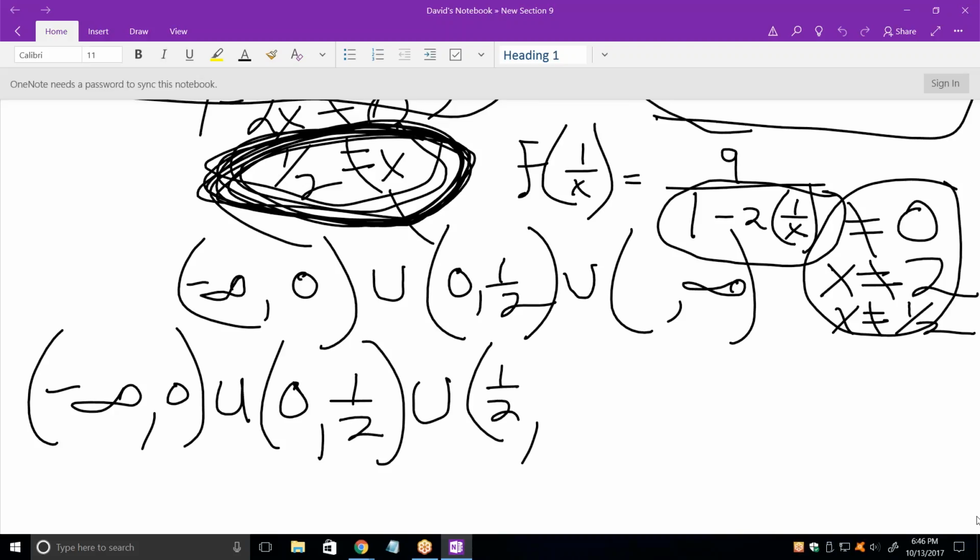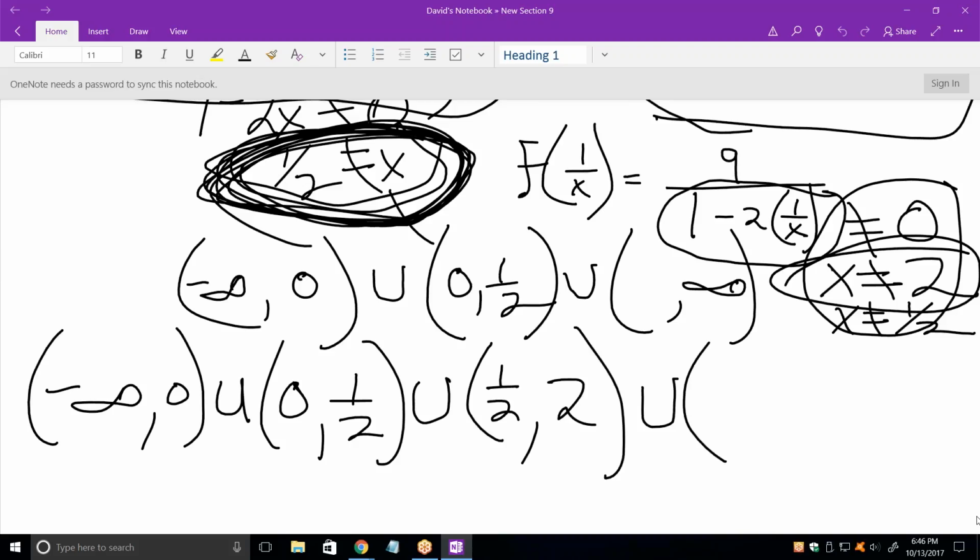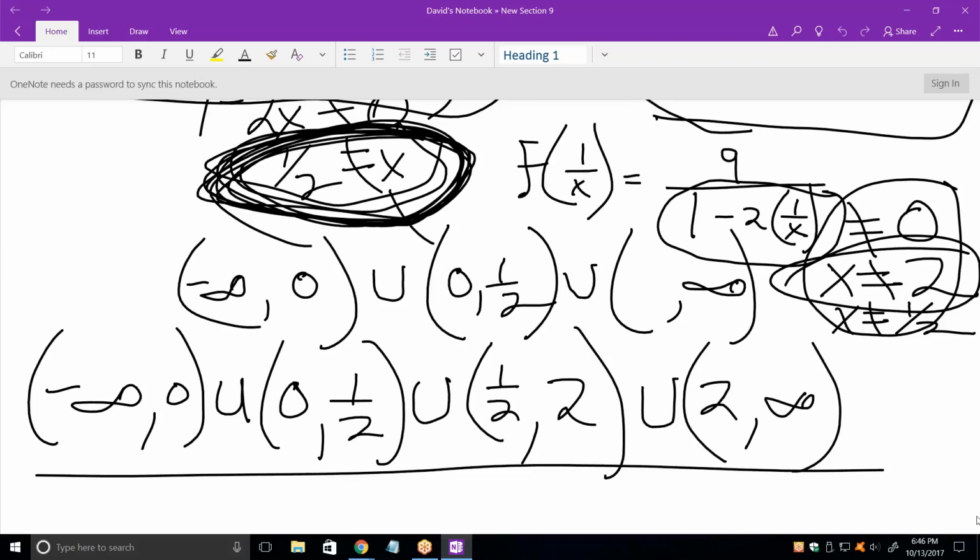Positive infinity? It's this one right there. 2. And then finally combined with what? There's 4 intervals on this one. Is that 2 to positive infinity now? Yeah. So there's your interval notation. And like I said, there's lots of ways to express domain.